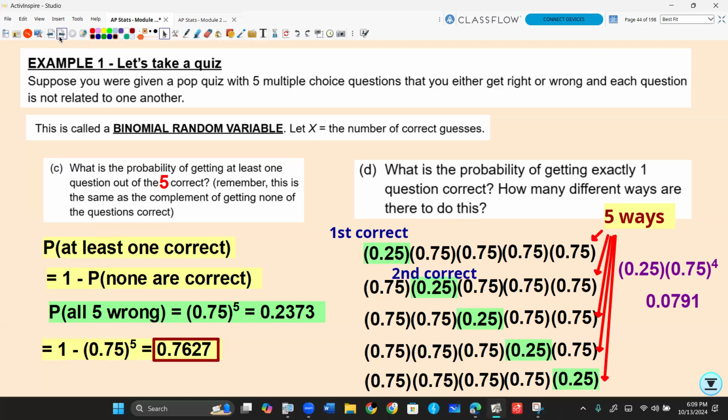So we have to take that probability 0.0791 and multiply it by 5. And you're going to get a bigger number, 0.3955.